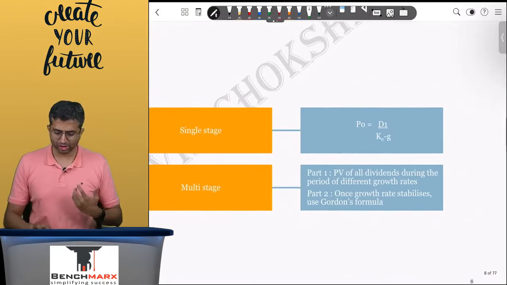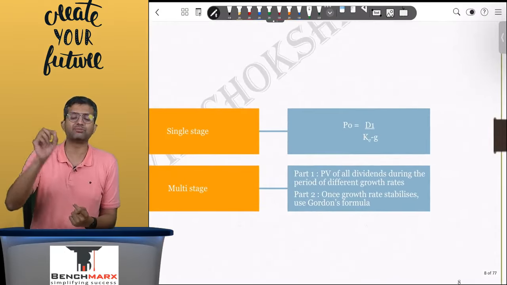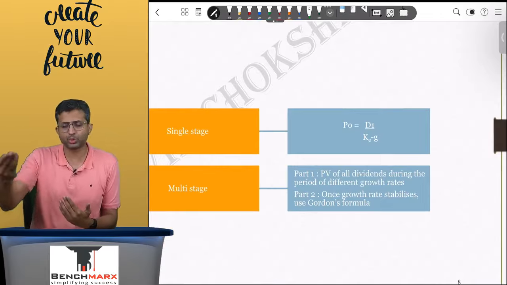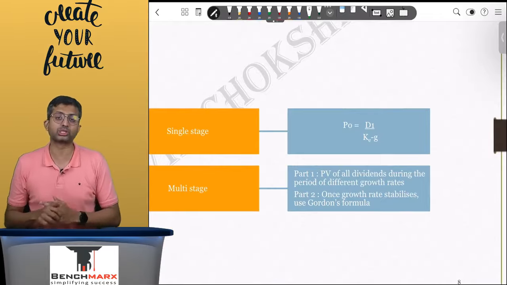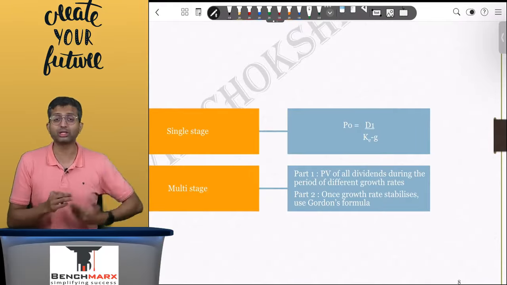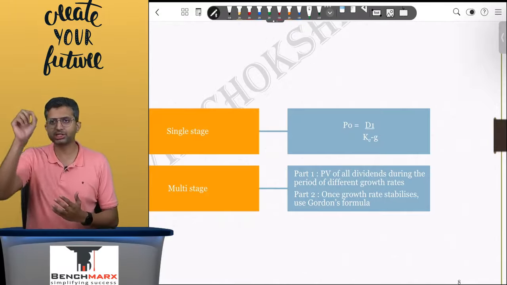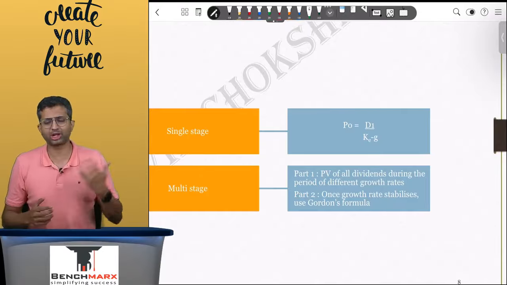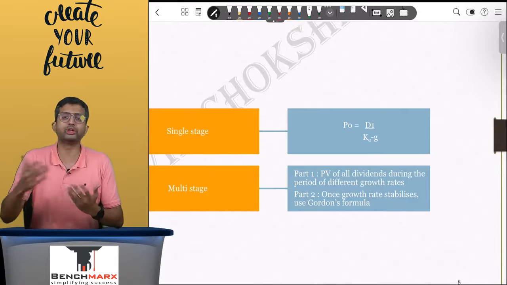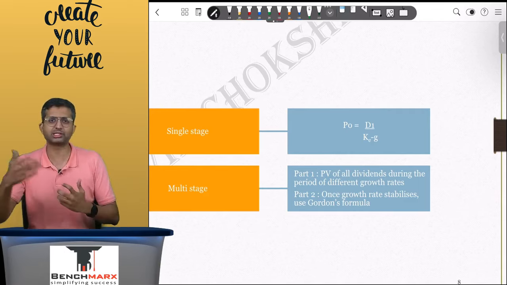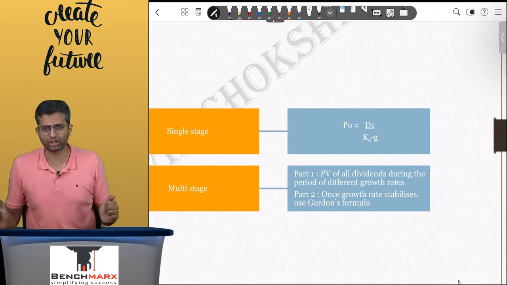where we measure the price of a share as P0 equals D1 by KE minus G, where D1 is the dividend for the next year, KE is the required rate of return, which is typically calculated using CAPM, if not possible then Gordon, if not possible then using the earnings yield, that is E divided by price, or lastly using dividend yield, and G is equal to growth, which is R into B, that is return on equity into B, that is the retention ratio, which is 1 minus the payout ratio.